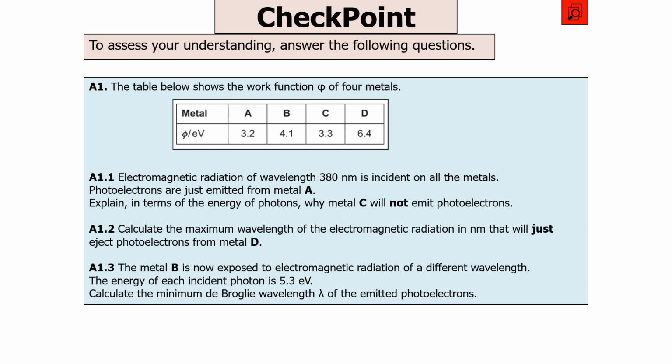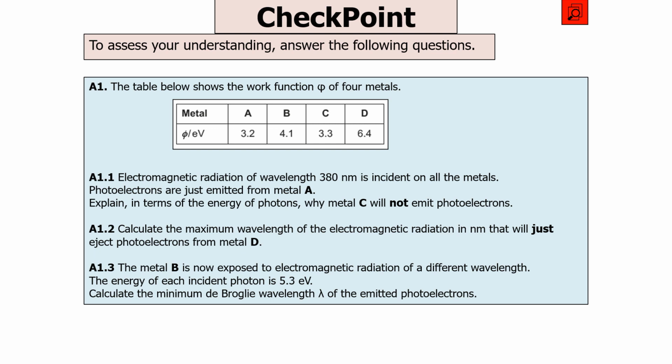The next question says, the table below shows the work function of four metals. The electromagnetic radiation of wavelength 380 nanometers is incident on all the metals. Photoelectrons are just emitted from metal A. Explain in terms of photons why metal C will not emit photoelectrons.